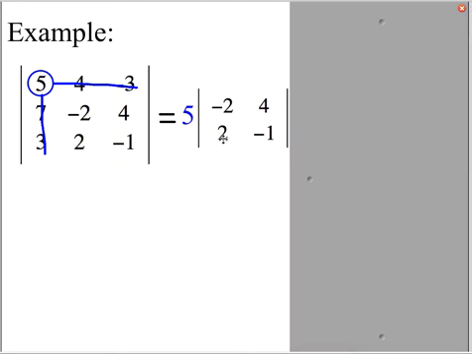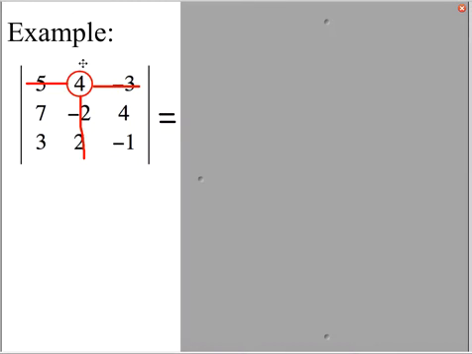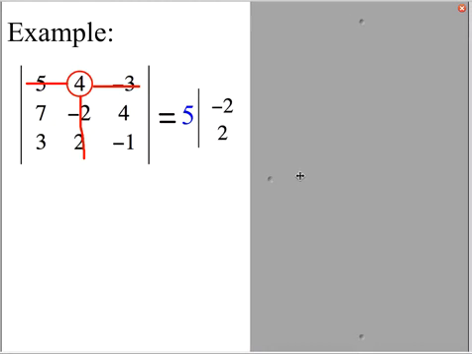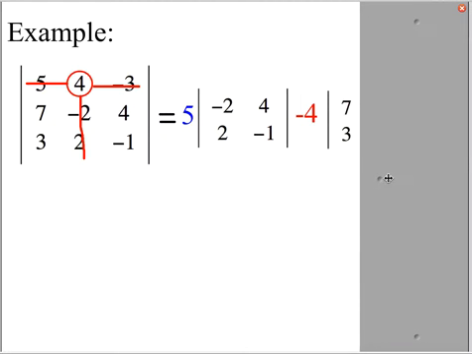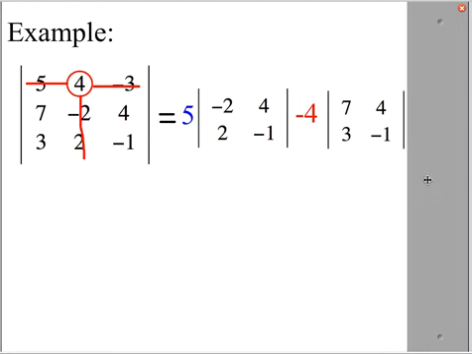I'm going to calculate this all a little bit later, but then the next part would be to circle the 4, that's the middle number, and then cross out the numbers below and then to the left and the right. And so now you have minus 4, so remember to always take the opposite of whatever that middle number is. So negative 4 times the determinant of 7, 4, 3, and negative 1. That's the 2 by 2 matrix that's left over after you've crossed the other numbers out.